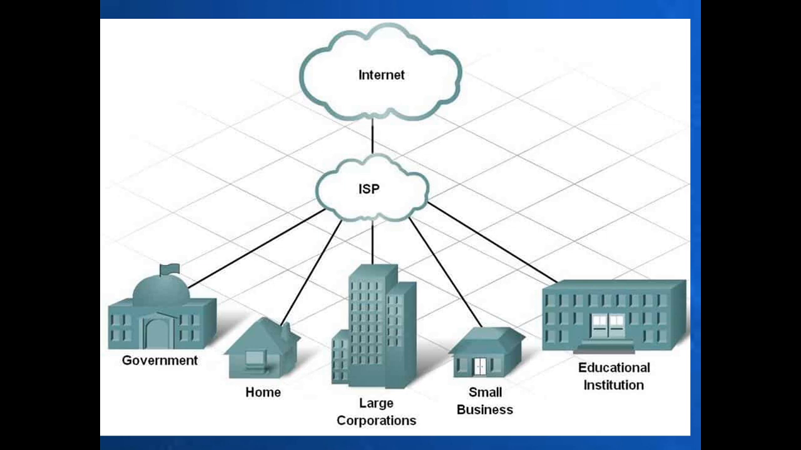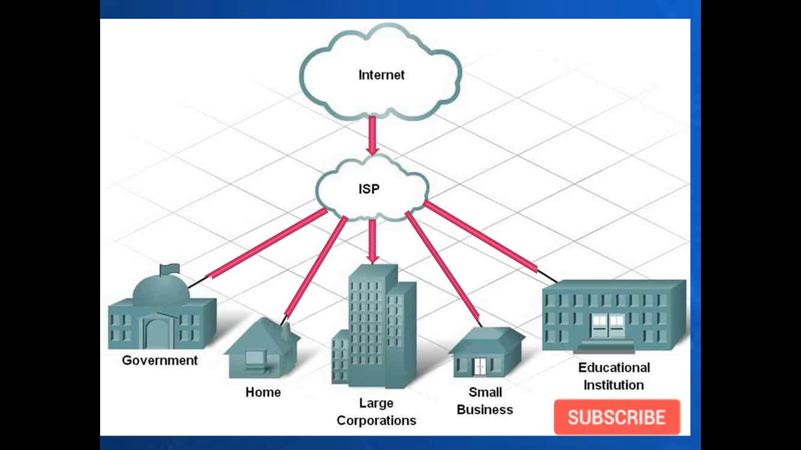Here we can see that through ISP we can have the internet connection. Okay, so this ISP is needed for all. Without this ISP we can't have the internet connection. Maybe it may be home, it may be government sector, it may be small business, it may be educational institute, it may be large business. Anywhere if we need internet connection, then ISP must be there. Okay, so first, we can access the internet through the internet service providers.